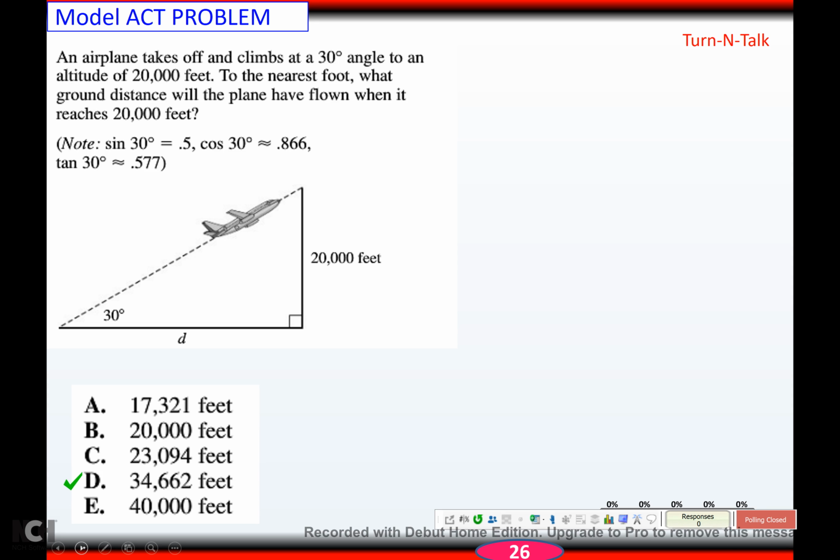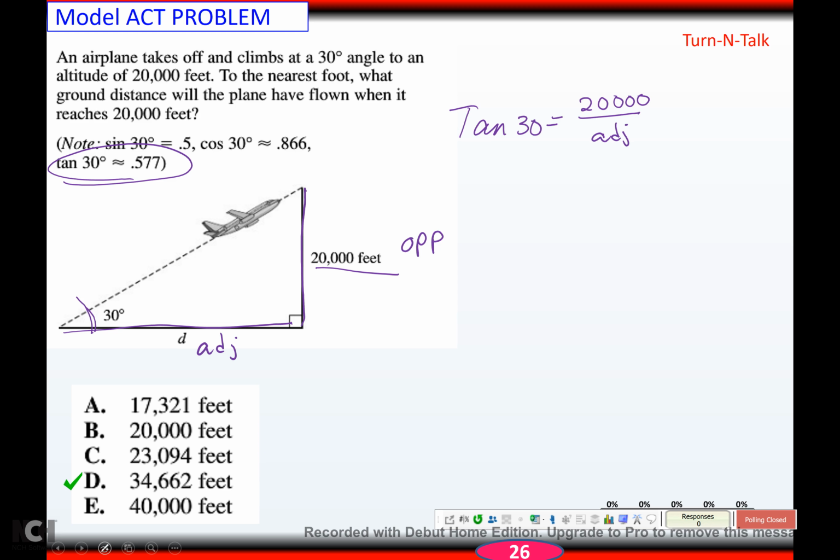And hopefully you got D. Says an airplane takes off and climbs at a 30-degree angle to an altitude of 20,000 feet. To the nearest foot, what ground distance will the plane have flown when it reaches 20,000 feet? So from this angle, I'm looking for adjacent, and they gave me opposite. The function that uses opposite and adjacent is the tangent function. So I'm going to say tan 30 degrees equals 20,000 over the adjacent side. Well, I'm trying to figure out what the adjacent side is, so I've got to get adjacent alone.